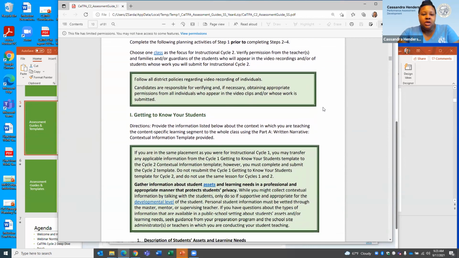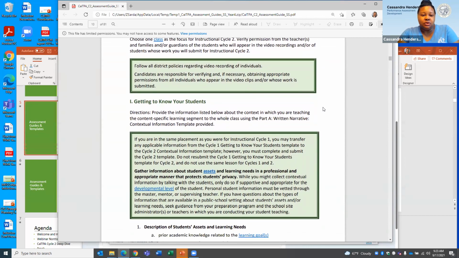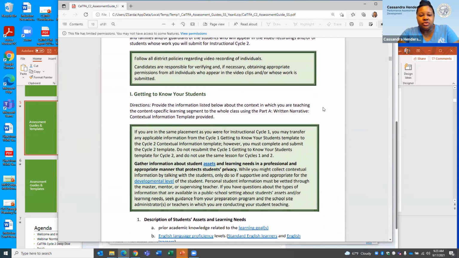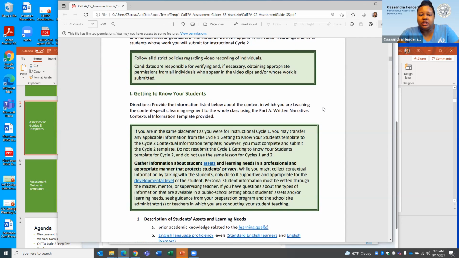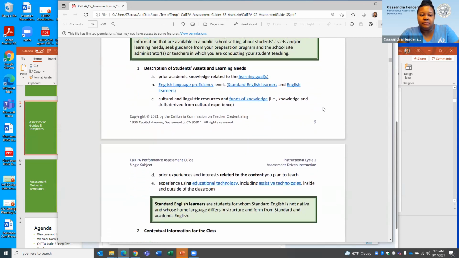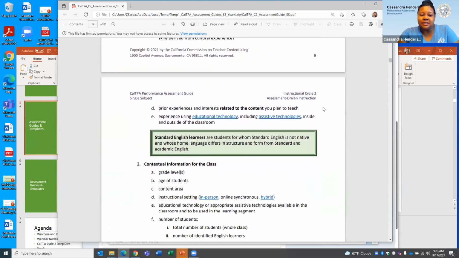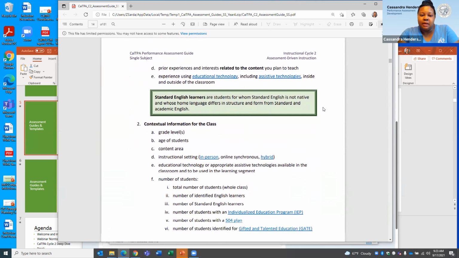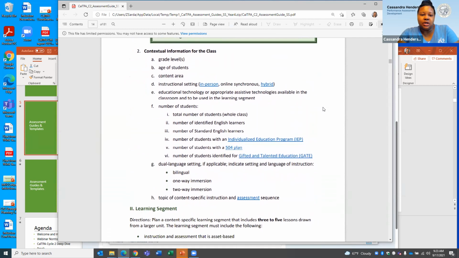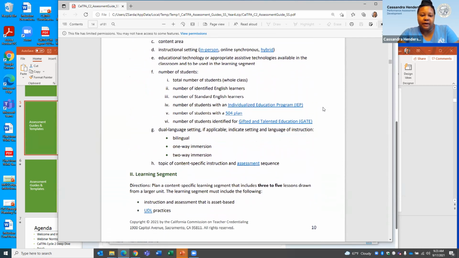Okay, so here we go. Again, you see immediately two green call out boxes. Those are very important. Step one is getting to know your students. So the candidate's going to provide the information listed below about the context they're working in and the students. They're going to describe students' assets and learning needs. They're going to give the contextual information for the class, grade levels, ages, content areas, all of that.